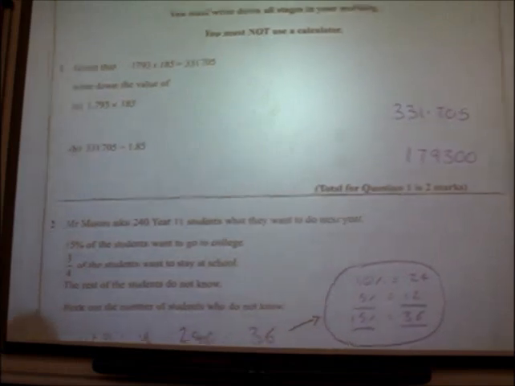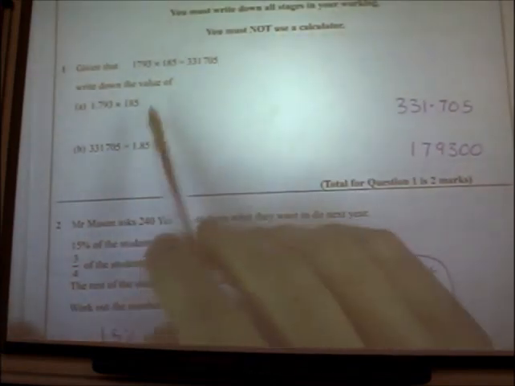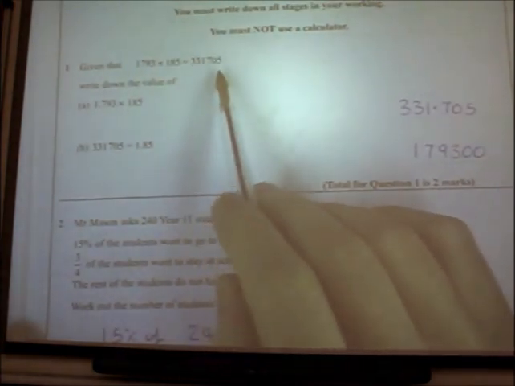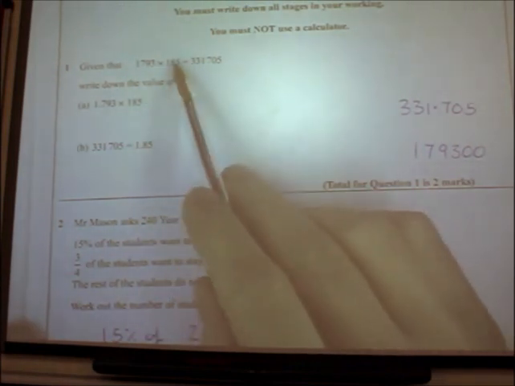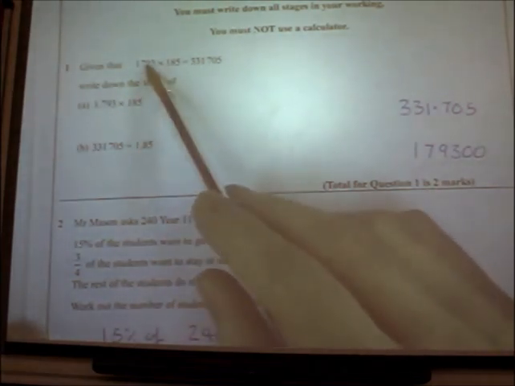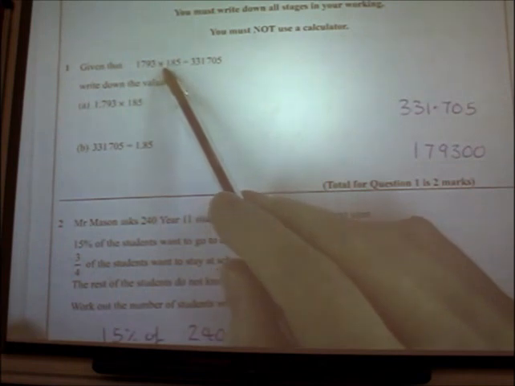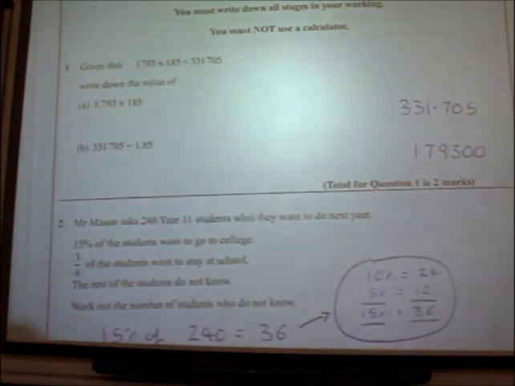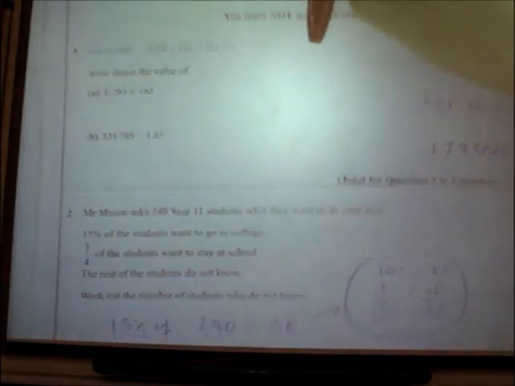So it's 331.705. For the next one, you've got to divide. It's pretty much what's gone on up here, but it's the other way around. Instead, this time they've moved the decimal point on the 185. They've moved it in 2 spaces that way. That means the answer, which is going to look something like this, is going to be 2 decimal points bigger. So it goes the other way 2 spaces. So it's 179,300. That's quite nasty for a question 1.